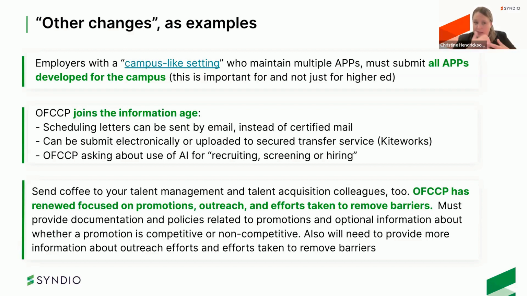OFCCP has a renewed focus on promotions and outreach efforts taken to remove barriers. So they must provide the documentation and policies related to promotions, and they may be providing more information about whether a promotion is competitive or not. And then they're also going to need to provide a significant amount of additional information about their outreach efforts. So that's kind of a high-level overview of these other changes that are required by the OFCCP. Changes to the scheduling letter.